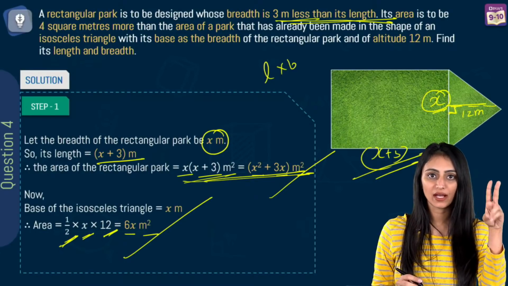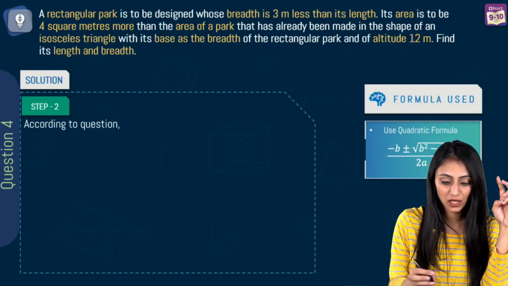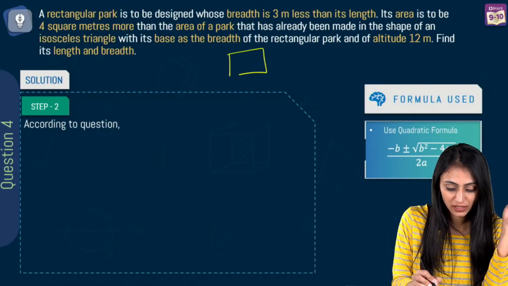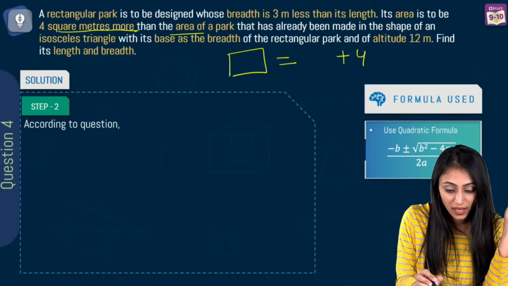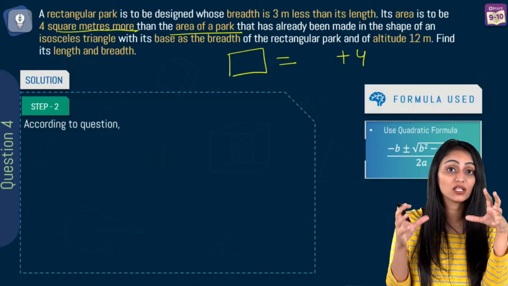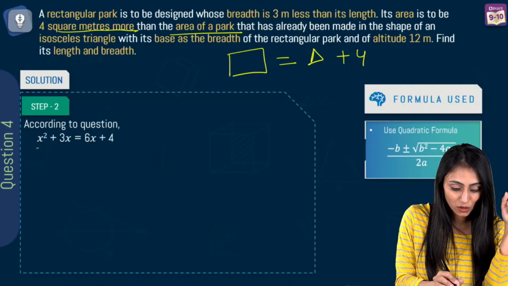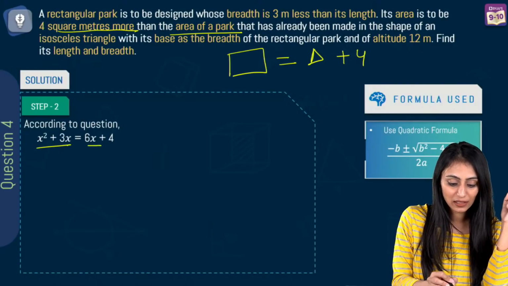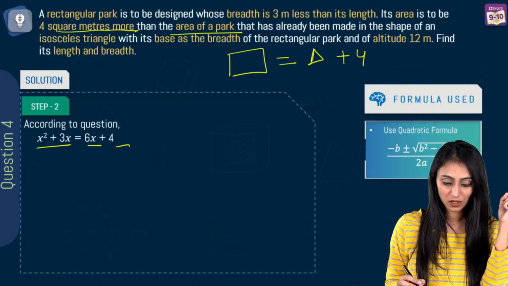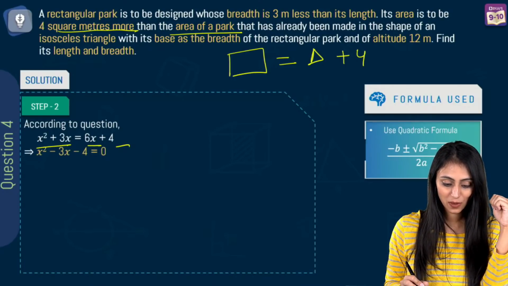Alright, so we have the areas for both of them. Now what I'll do is, question says the area of the rectangular park is 4 square meter more than the area of the ice park, which is in the shape of an isosceles triangle. So what I'll do is I'll simply write the area of rectangle, which we just got, that's x square plus 3x. Area of triangle, that's 6x plus 4. All we need to do is take everything to the other side. So x square minus 3x minus 4 equal to 0.